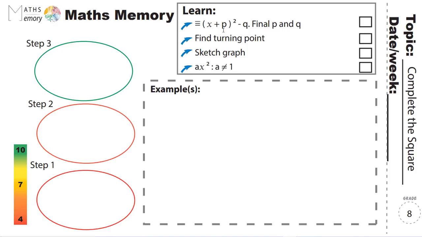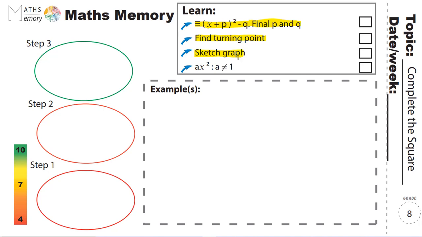So we have finished now your maths memory complete the square video, and let's see what you have got from this. So let's get a card out. Let's see what you have actually ticked off. First thing on our learning objectives, have you learned how to write complete the square in this format over here when P and Q are clearly defined? Have you learned how to find a turning point from this format over here, whether it's a minimum or maximum? Have you learned to sketch a graph in 4 steps?